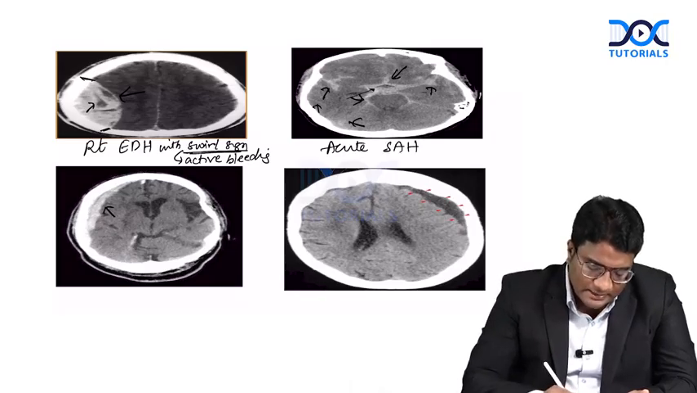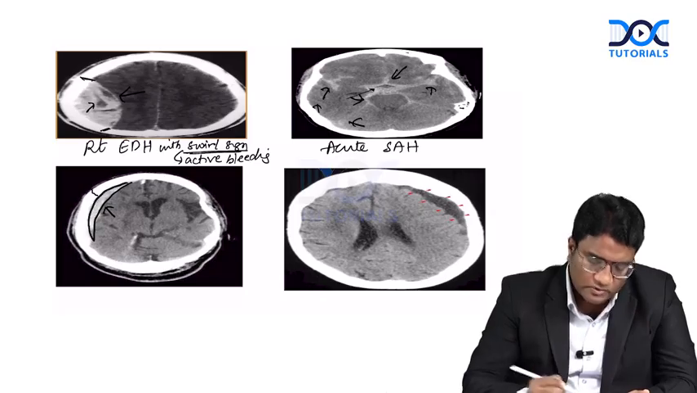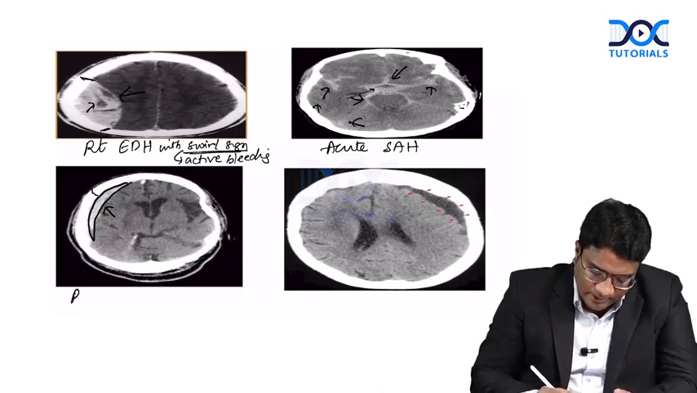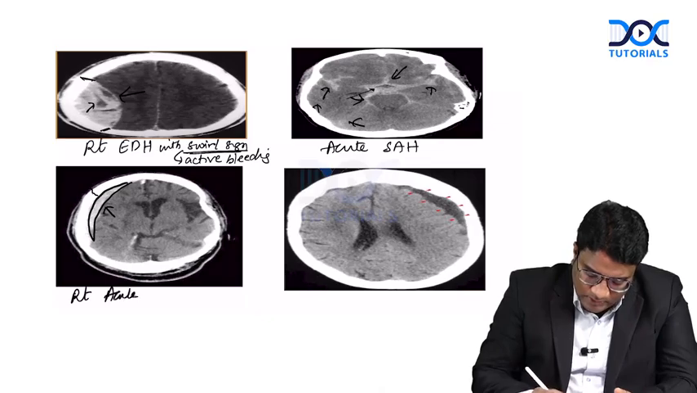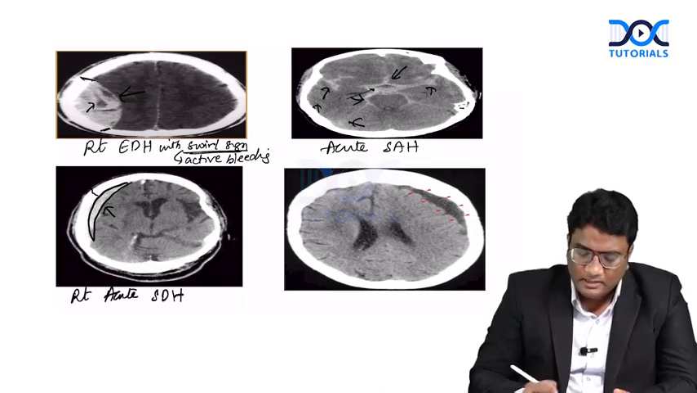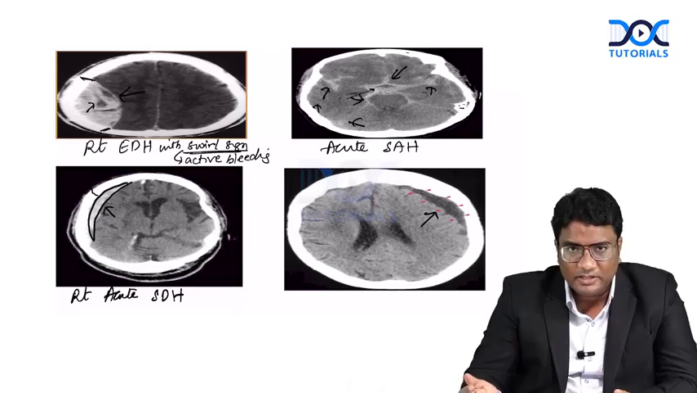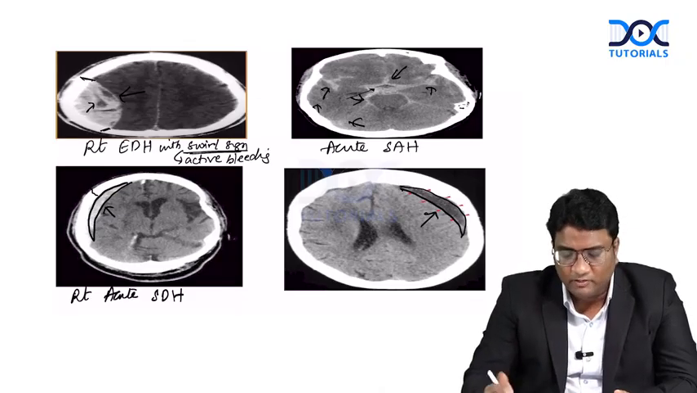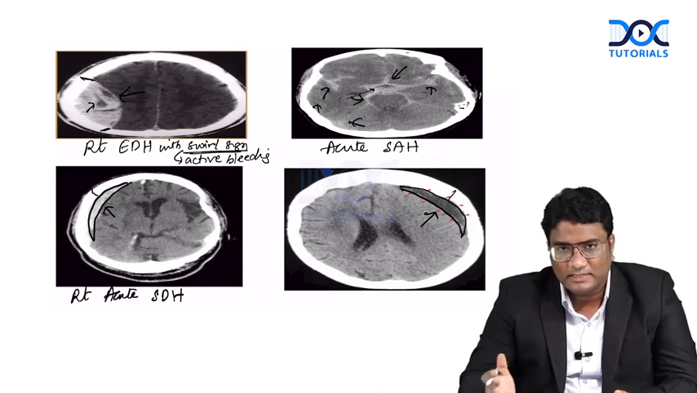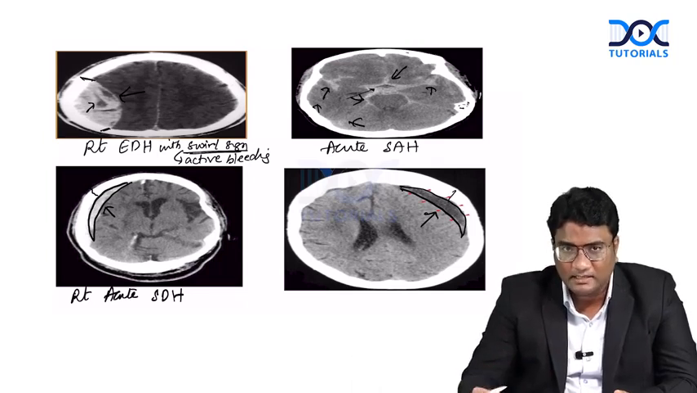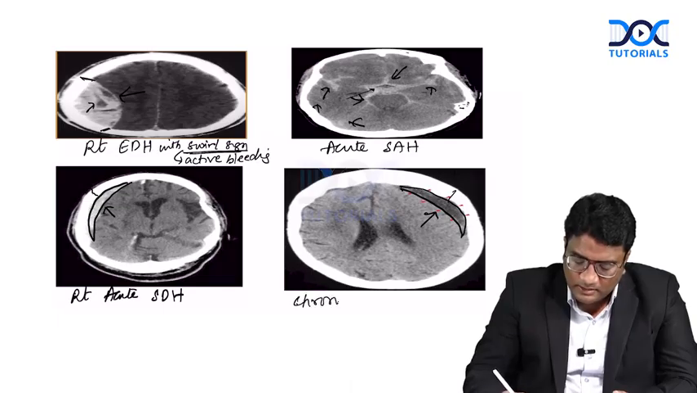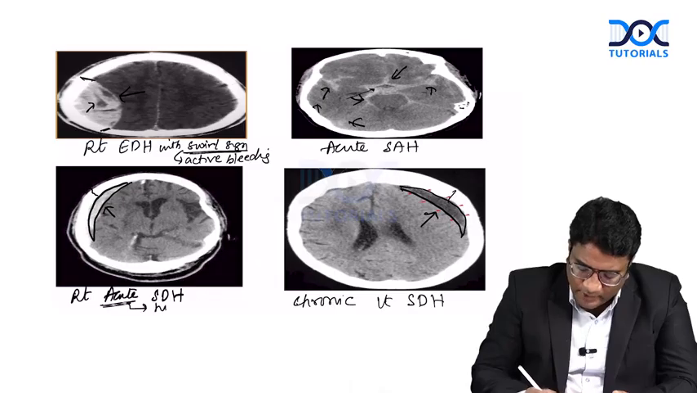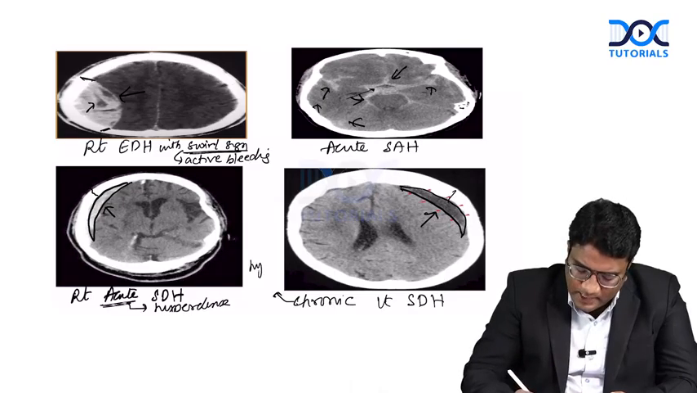And if you see a crescentic collection, concavo-convex, crossing sutures, this is the right acute subdural hematoma. On this side, you also see a crescentic, concavo-convex collection crossing the sutures. The frontotemporal suture is being crossed. So this is again a subdural hematoma, but here it is darker. So this is a chronic left subdural hematoma. Please remember, acute bleed is hyperdense, white. Chronic bleed is hypodense, dark.